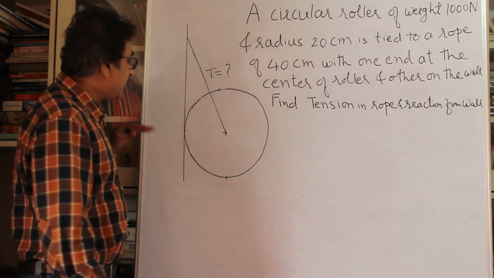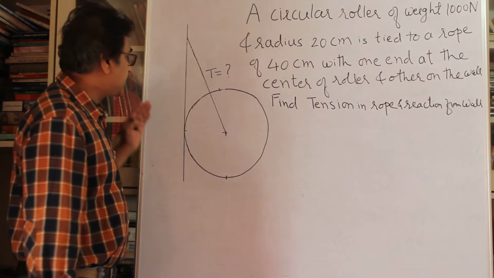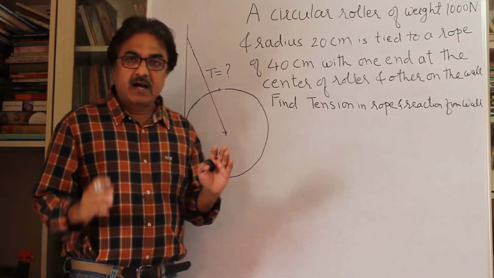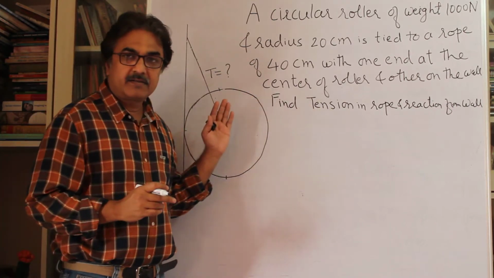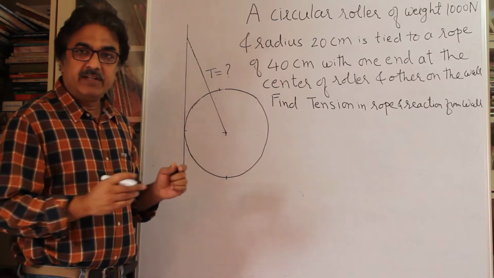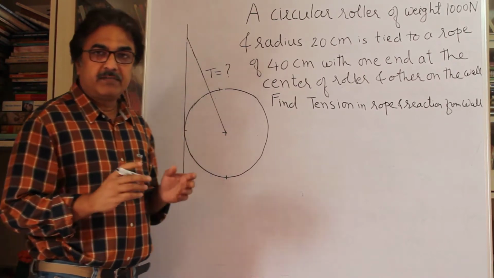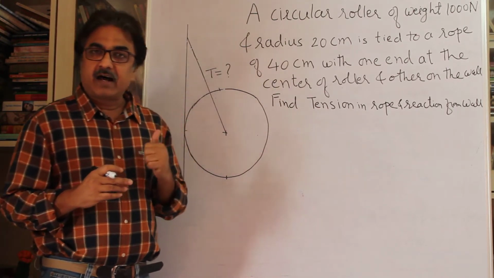You are also asked to find out the magnitude and direction of the reaction from the wall. Now see, when you face problems, this is a coplanar system, and we'll see how many forces are acting. But when you have a problem where the body is under equilibrium, the steps which we will follow are as follows.